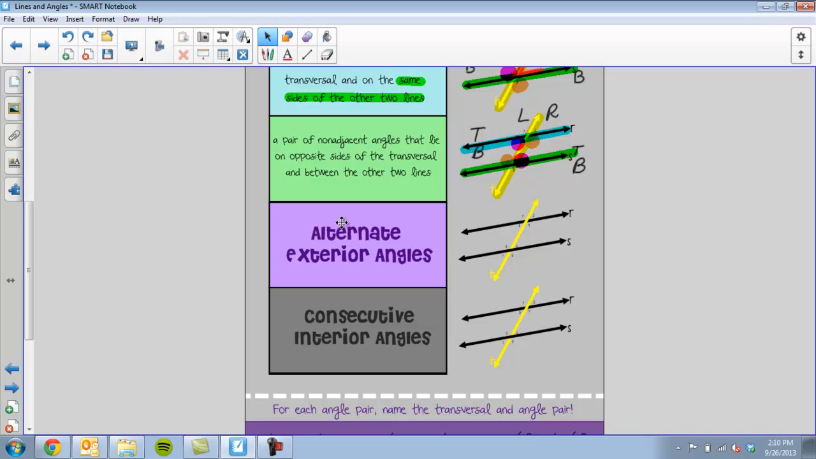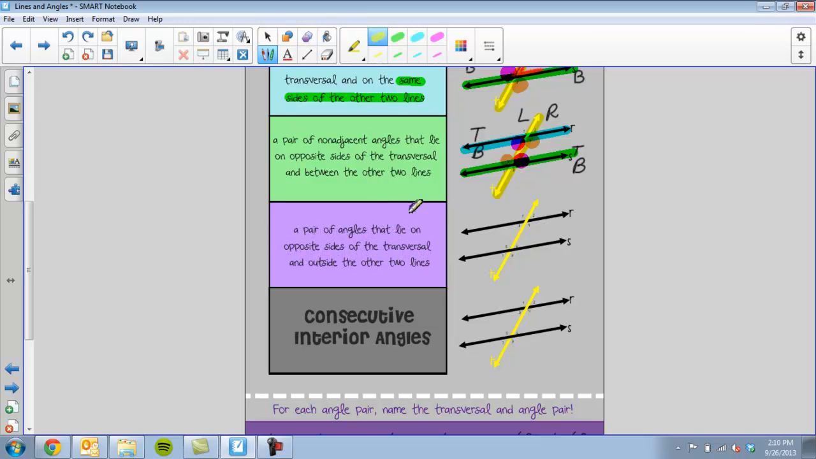For alternate exterior, it is almost the exact same concept, so I'm going to skip the definition exactly. You can write it down if you pause the video.